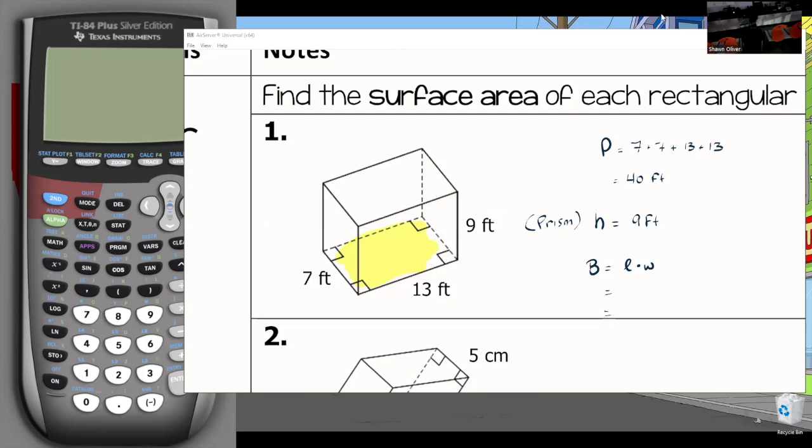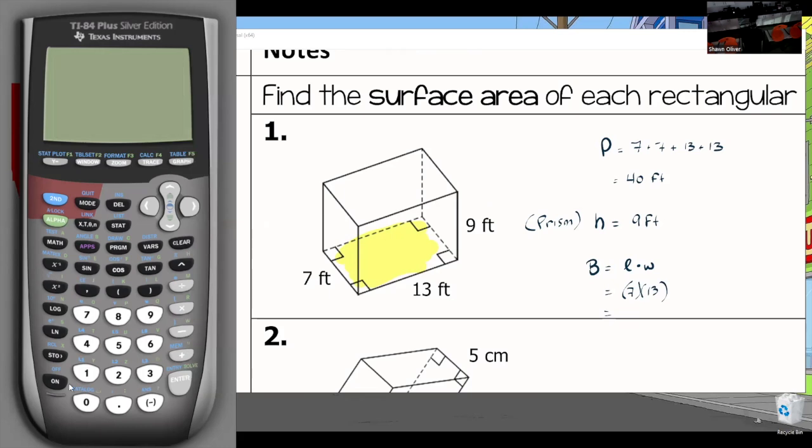And then since our base is a rectangle, the area of a rectangle is length times width. So we're going to go 7 times 13. I don't know why I put an X there. That's so old school. So 7 times 13, we like our parentheses. And I'm pretty sure it's 91, but just because I like to double check, let's make sure. 7 times 13, 91. Look at that. So 91 feet squared.